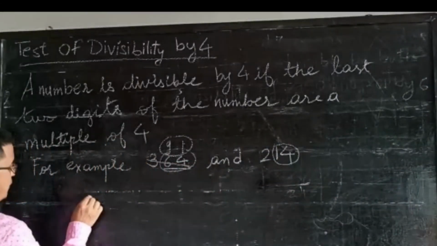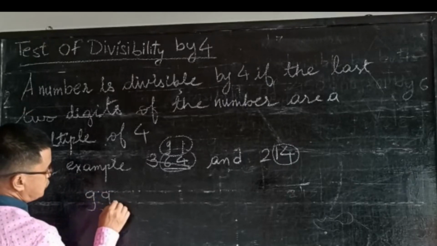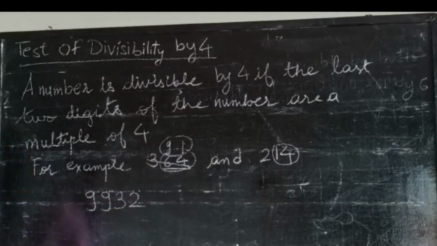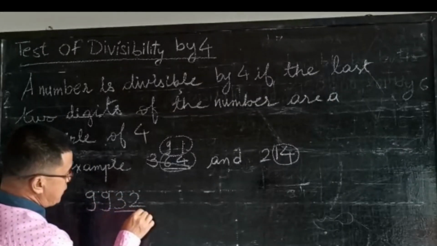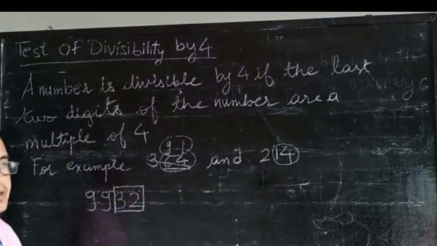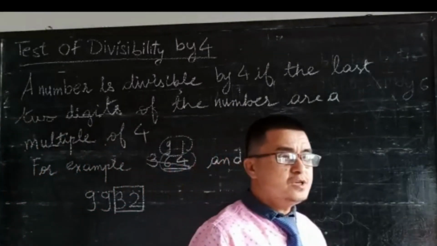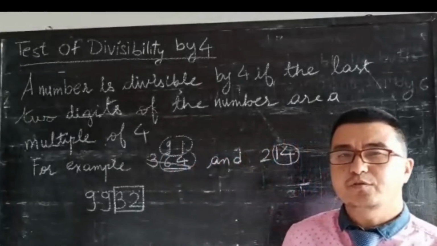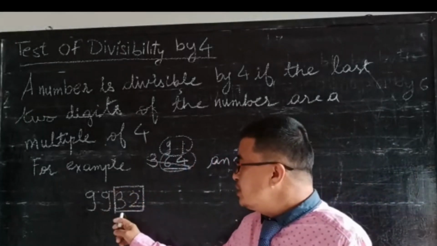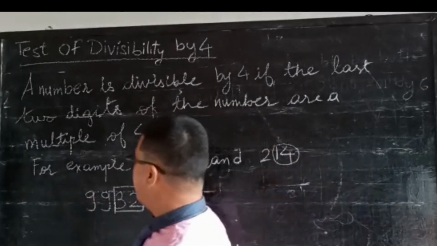Suppose we take another number, 9932. We'll take the last two digits, 3 and 2, 32. 4 ones are 4, 4 twos are 8, 4 threes are 12, 4 fours are 16, 4 fives are 20, 4 sixes are 24, 4 sevens are 28, 4 eights are 32. So this number is divisible by 4, then the number can be divided by 4.